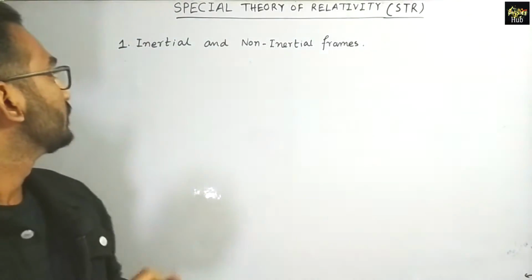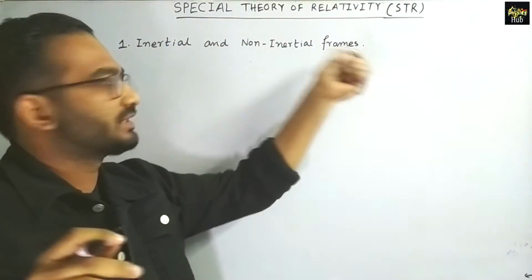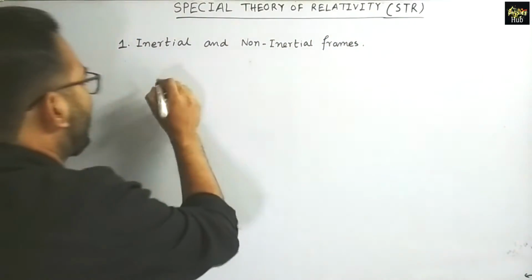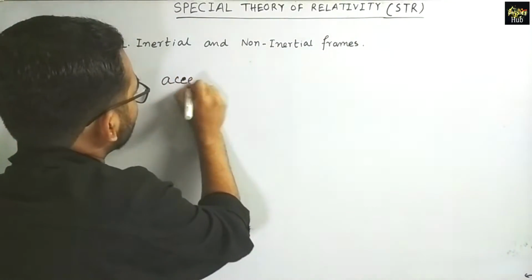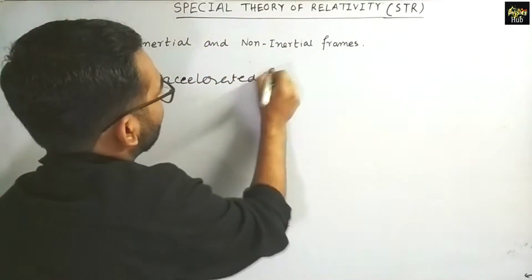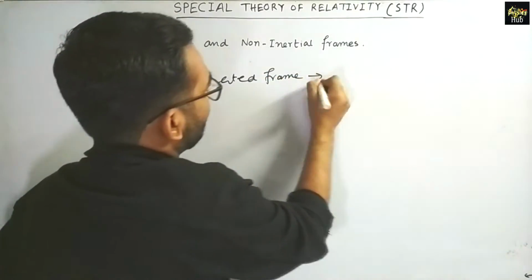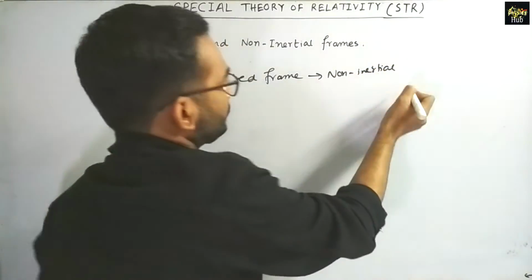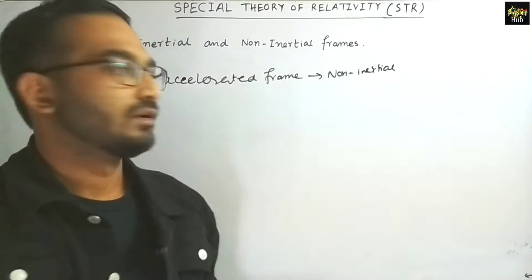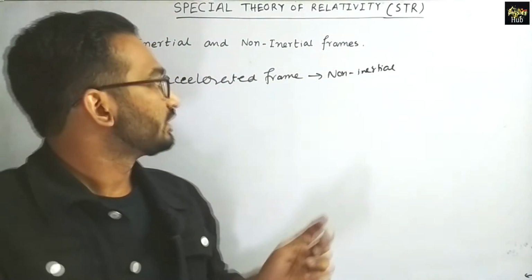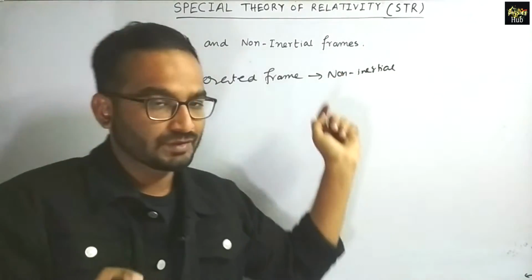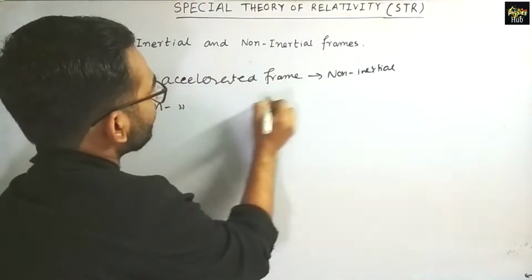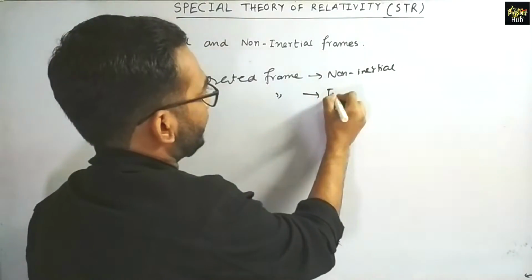Before going to inertial frame, let's discuss non-inertial frame, which will help us to understand inertial frame. Any accelerated frame is called a non-inertial frame. It may be any accelerated train or merry-go-round. These are all accelerated frames, or non-inertial frames. In contrast, any unaccelerated frame is called an inertial frame.